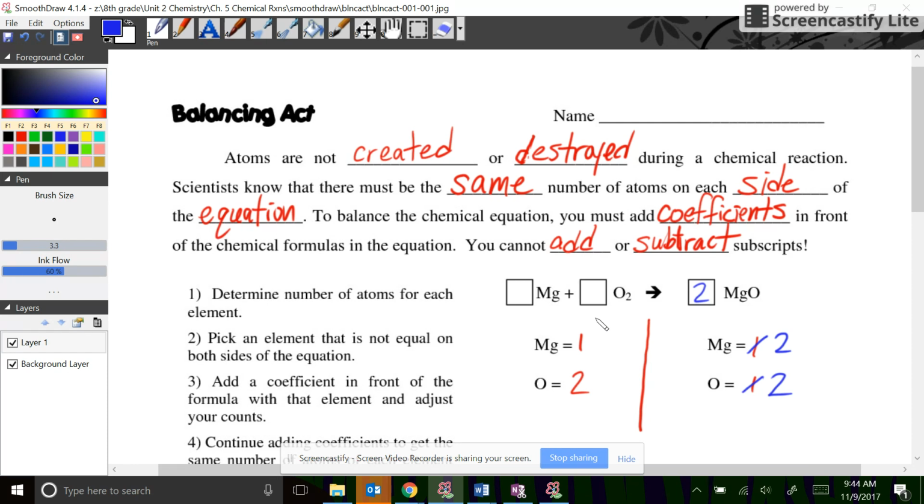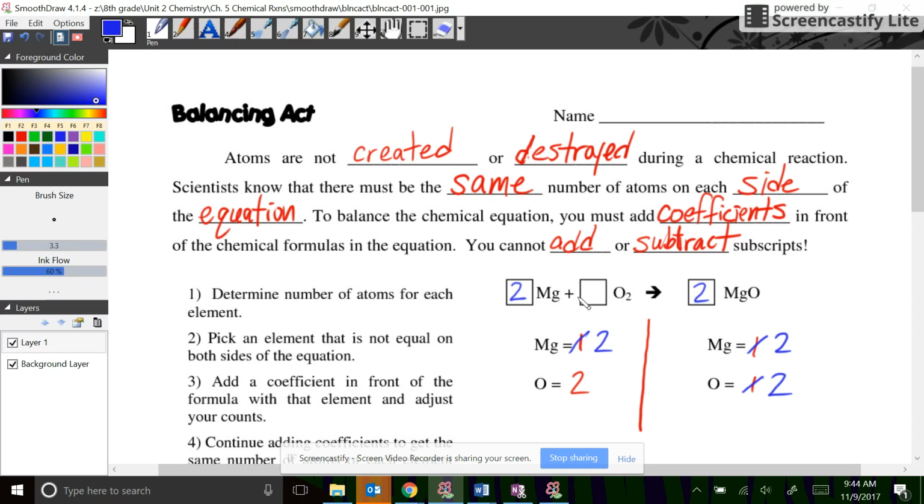So what I'll have to do on the left-hand side is add a coefficient of 2 in front of the Mg. Now 2 times 1 gives me 2. So now if you compare, I have 2 magnesiums on both sides and 2 oxygens on both sides. It is now balanced, and I'm done.